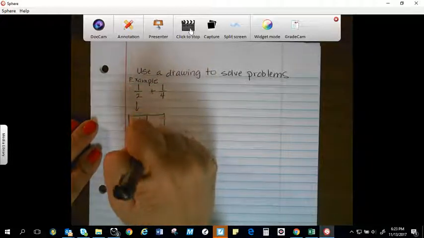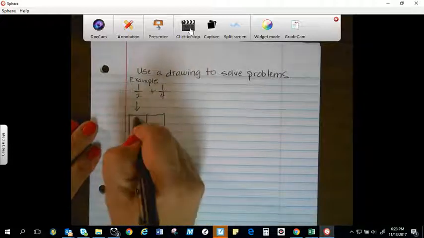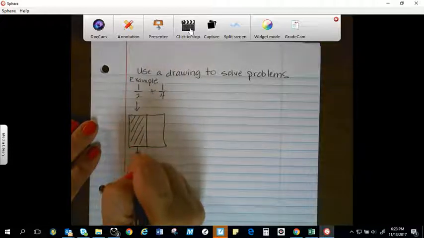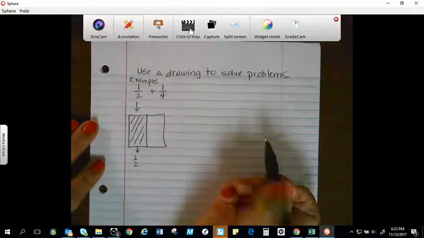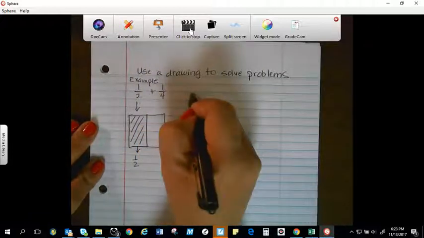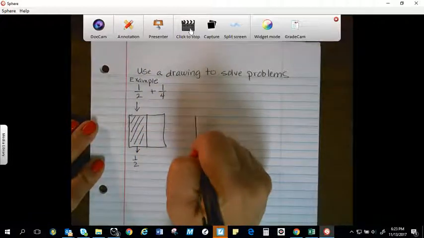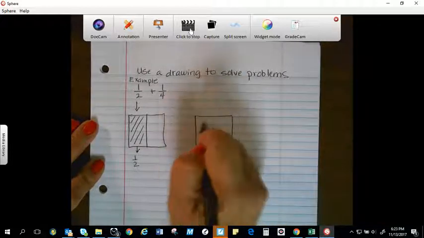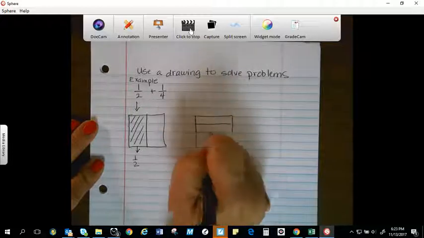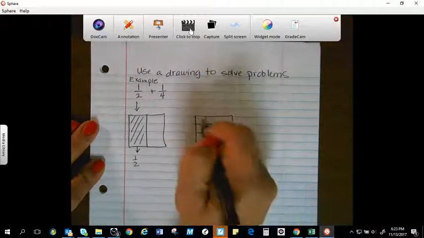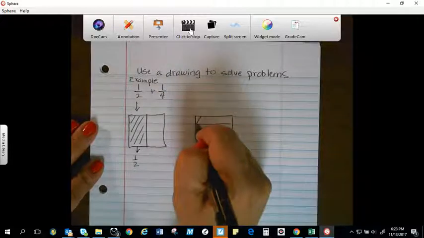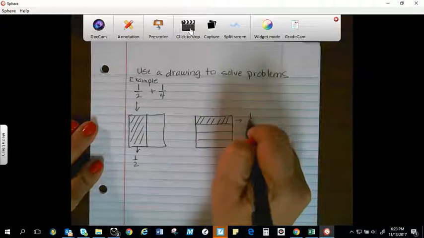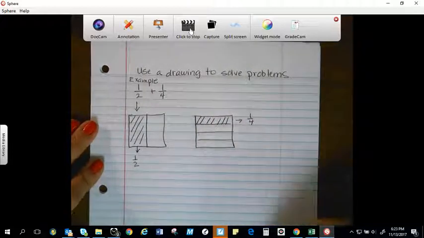I'm going to split this square in 1/2. And for this one over here, I'm going to represent the 1/4 by taking this square and dividing it by fourths. Okay, I'm going to shade only 1/4 of it. And this represents 1/4 of my diagram.